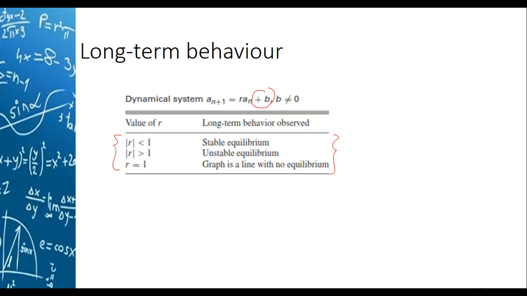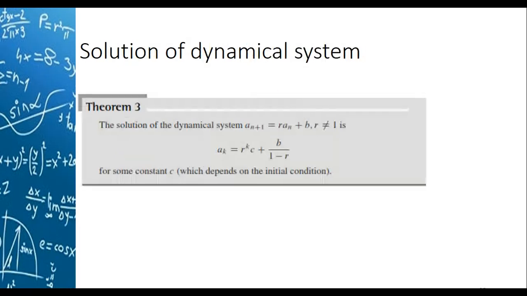Earlier, if r was less than 0, if I'm not mistaken, it should decay, but right now you already have a stable equilibrium. And for r greater than 1, you have an unstable equilibrium. In the previous one without b, if r was greater than 1, your value would grow without bound. But this one has an unstable equilibrium and so on. So these are the solutions.